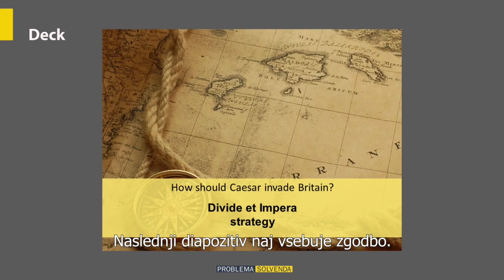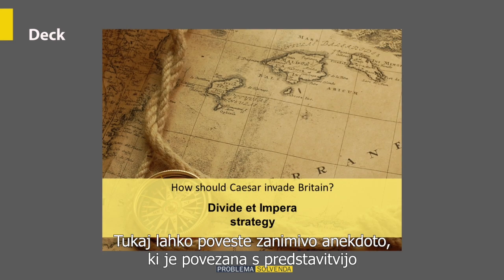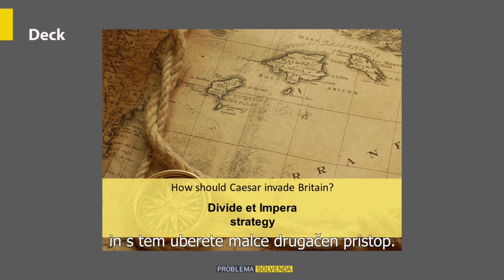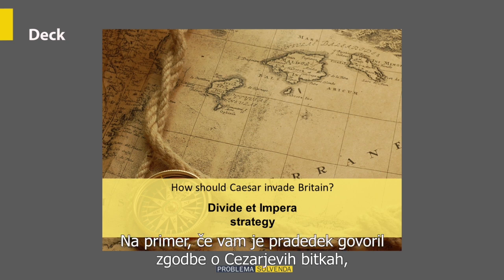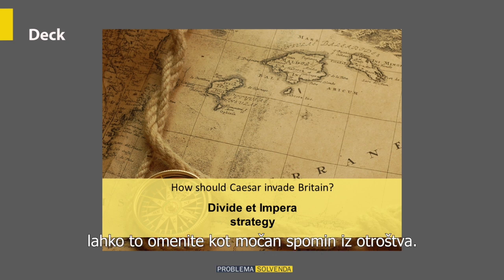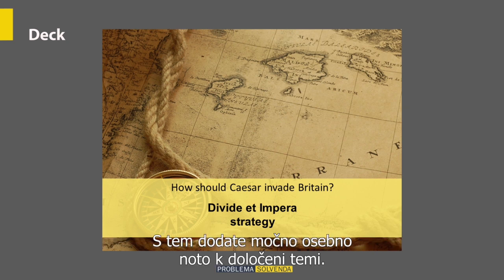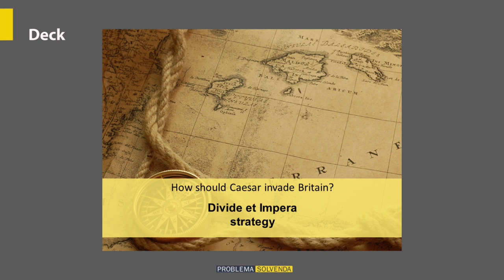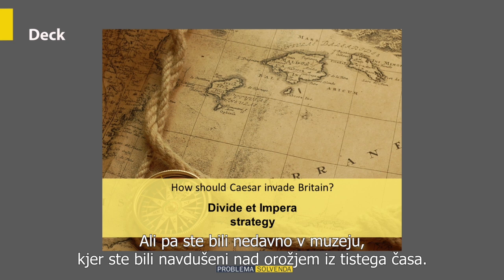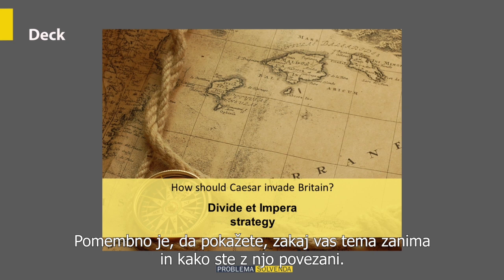The next slide is just mentioned as the story slide. Actually, you can tell an interesting story here which is connected to your presentation, and it gives an interesting flavor. For example, if your grandfather used to tell stories about Caesar's battles when you were a child, you can mention it as a strong memory from your childhood. You can mention it because you have a strong personal connection to the topic. Or you have seen it in a museum with a class recently and you like the contemporary weapons as well. So, the point is to show why the topic is interesting for you and that you are connected to it.